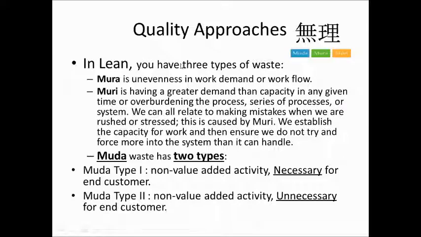In lean, you have three types of waste. Mura is unevenness of the work, that there is variation in the process, which is not done within certain limits every time. The patient states that when he goes to the hospital, sometimes he waits 30 minutes, sometimes 45 minutes, sometimes almost one hour. So unevenness of the process is the Mura.